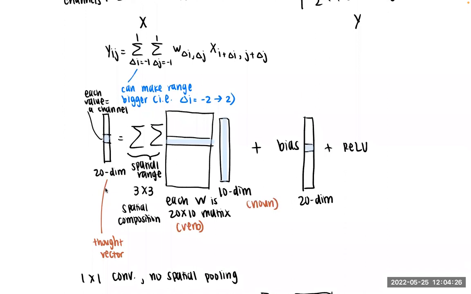And again, you can think of each vector as representing a thought, because each vector consists of multiple neurons. So here you have 20 neurons. Their activities form a thought. So we call this a thought vector.